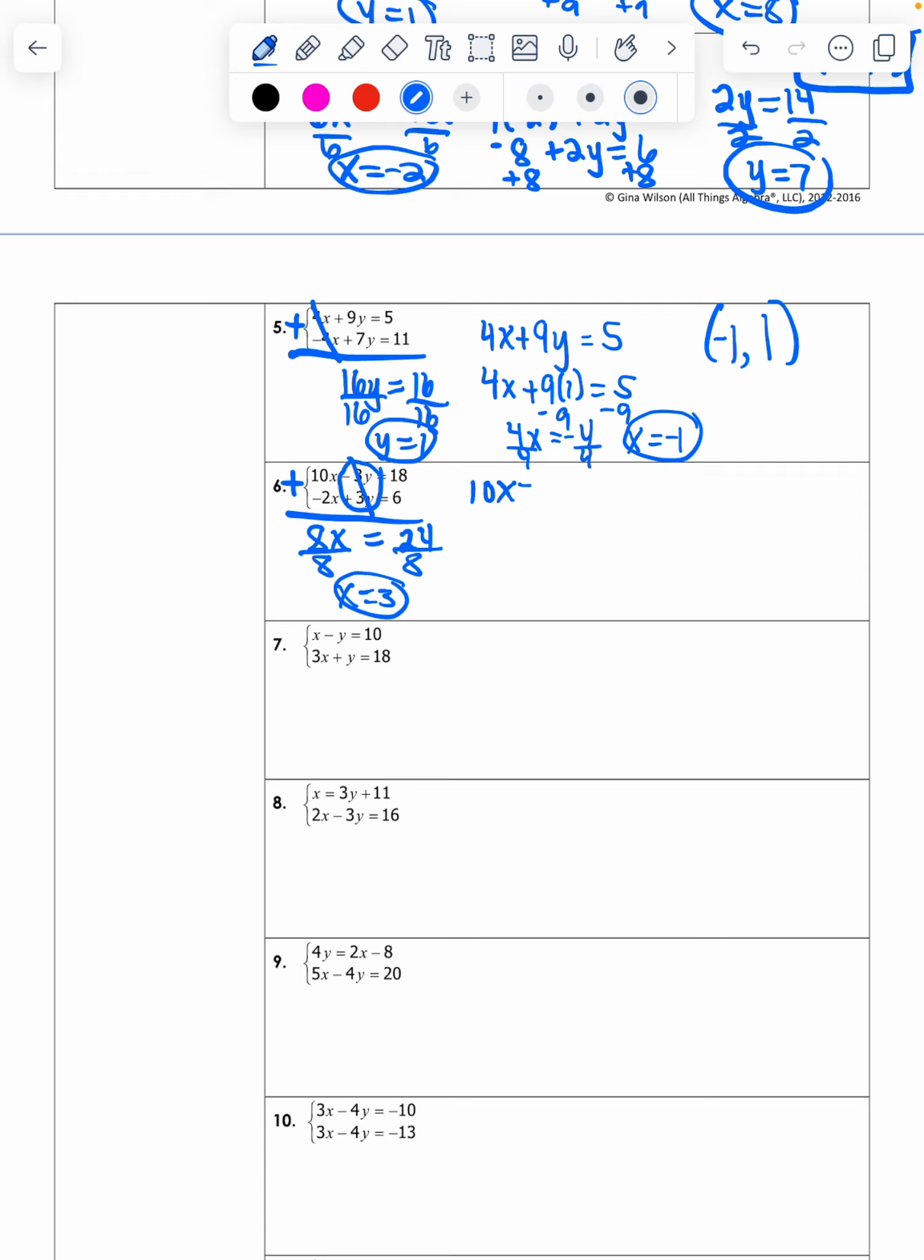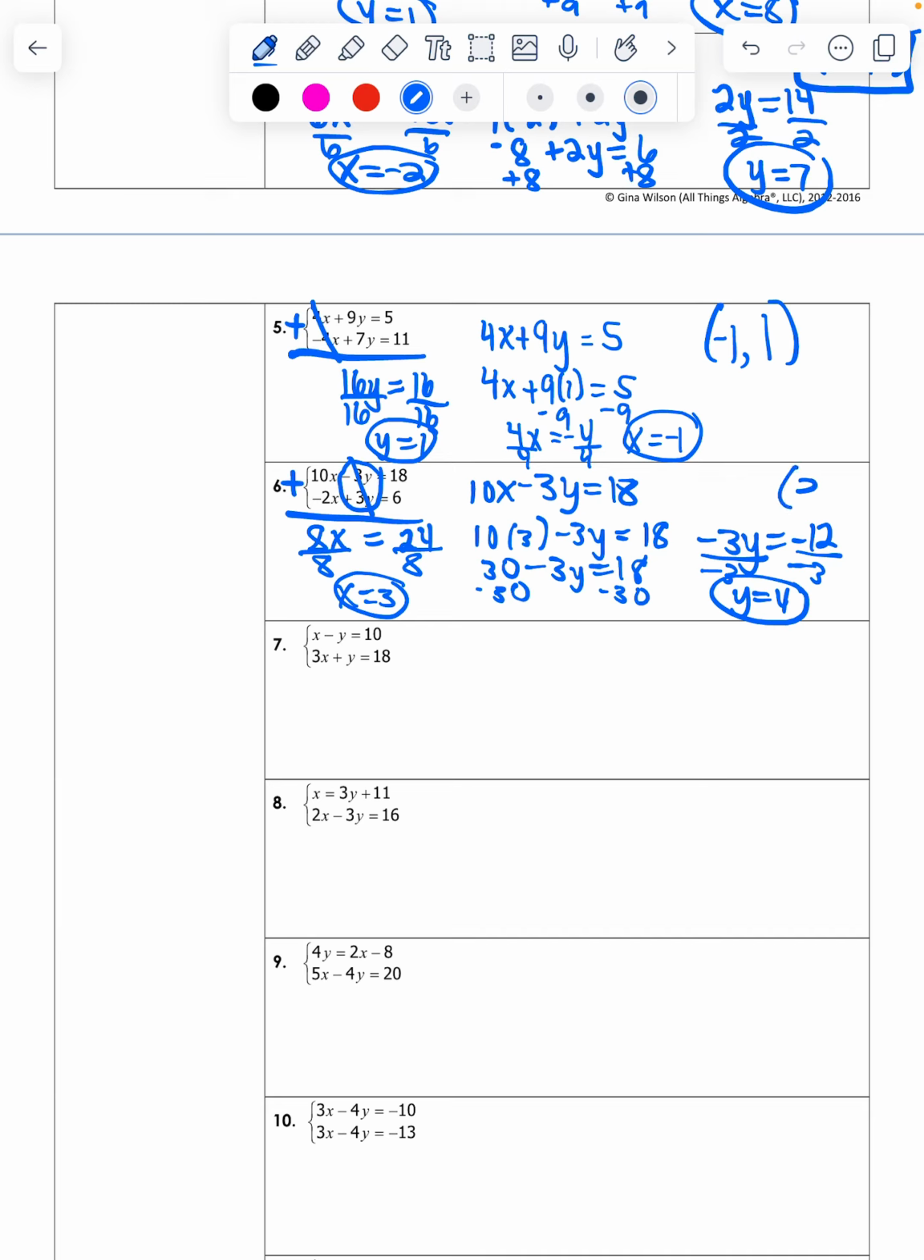10x minus 3y equals 18. We now know that x is 3, so 10 times 3 minus 3y equals 18. This is 30. We're going to subtract 30 from both sides. Okay, that's going to be negative 12. Therefore, we're going to get 4 as our answer for y. So altogether, 3, 4.